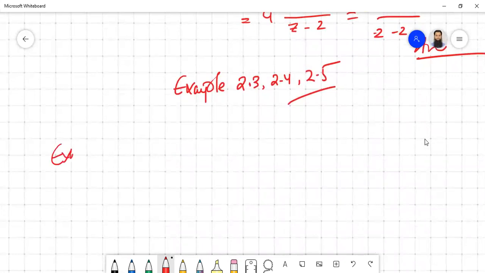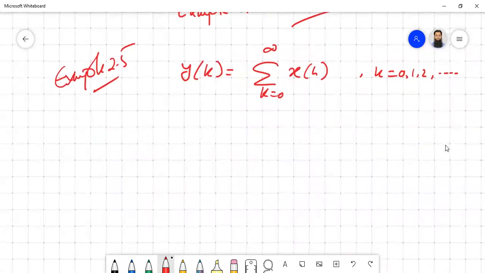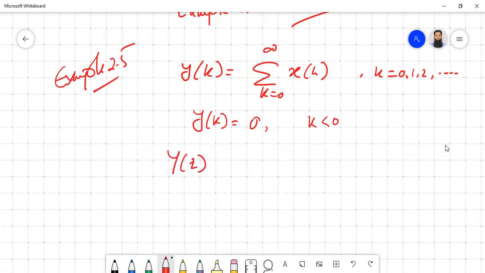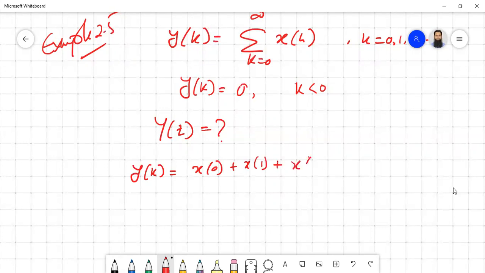So let's see whether very quickly we can solve it. Example 2.5. y(k) is given as a summation of k equal to 0 to infinity x(h), and k equal to 0, 1, 2 goes on. So this is the scenario, and also y(k), just like a causal sequence, is 0 for k smaller than 0. So we have to find out what is Y(z). Okay, so let us try to solve it. So the sequence y(k) can be written as, if we expand it, x0 plus x1 plus x2 goes on up to x(k minus 1) and then x(k) finally.